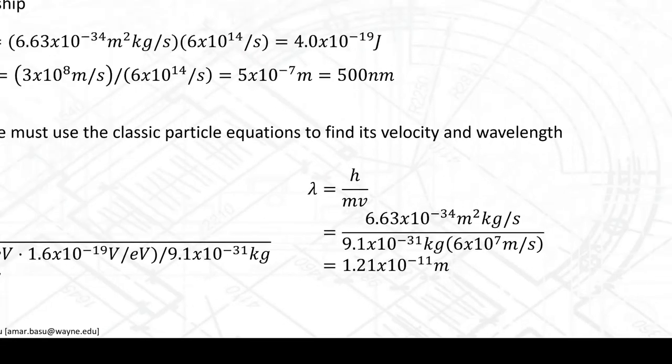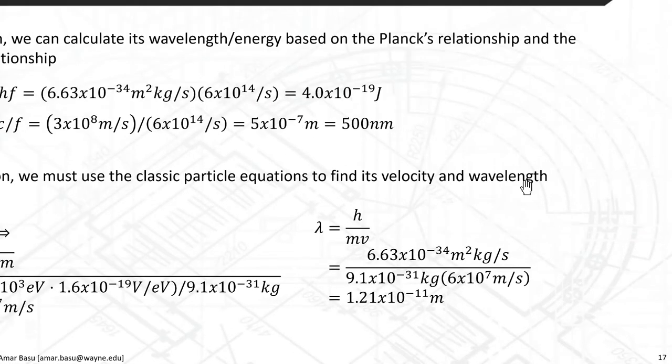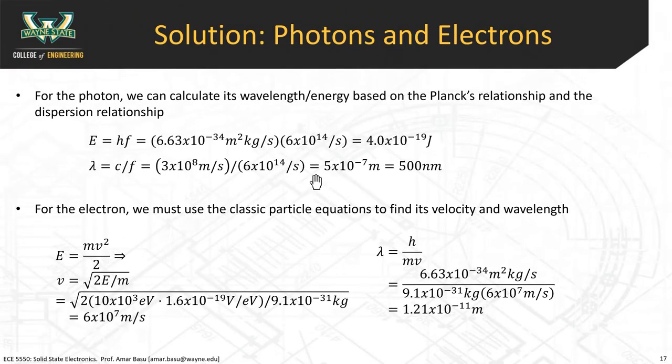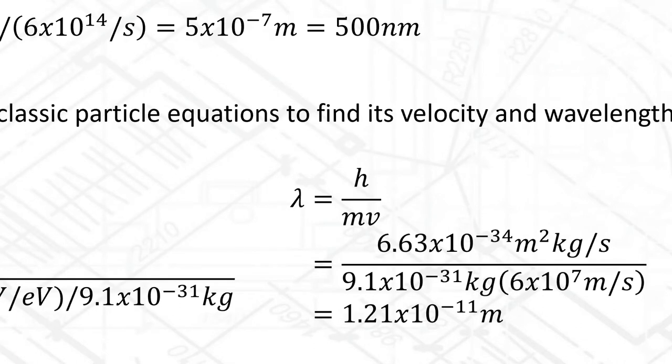So what does that mean if we compare 500 nanometers, which is green light? The photon was 500 nanometers, 500 times 10 to the negative 9, so 5 times 10 to the negative 7 meters is the wavelength of the photon. The wavelength of the electron is 1 times 10 to the negative 11 meters. It's about 4 orders of magnitude smaller. All right, so it's much tinier.